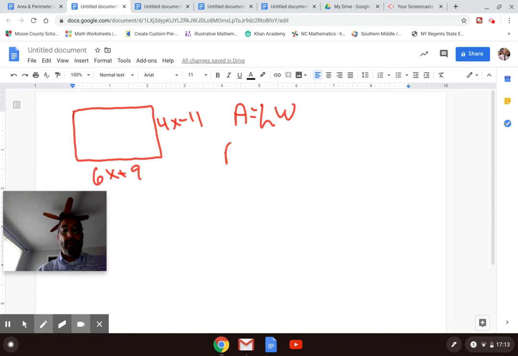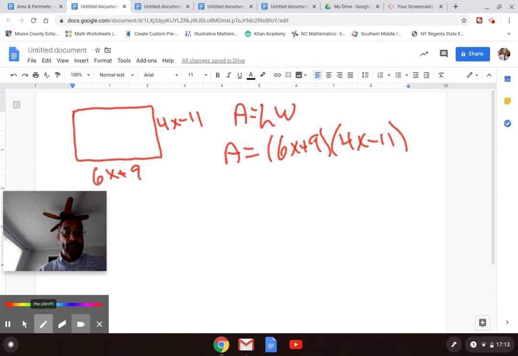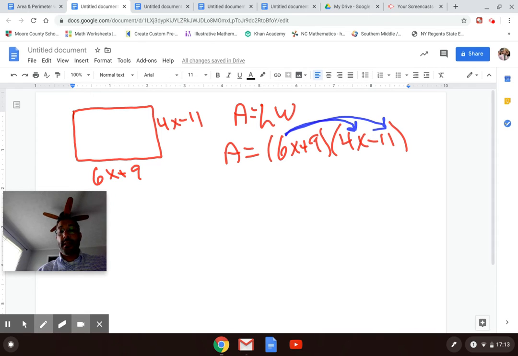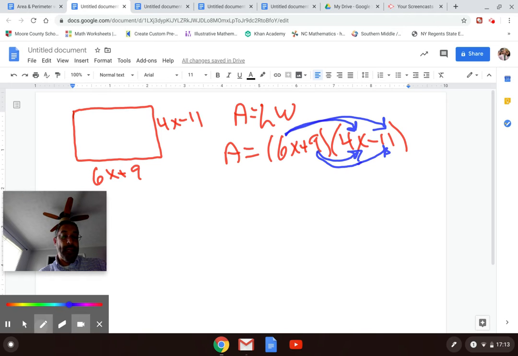So my length here is going to be the 6x plus 9. And then my width is going to be the 4x minus 11. And all this is multiplication of factors, which we did last week and a little bit the week before. So you would just multiply the 6x by the 4x, the 6x by the 11, the 9 times the 4x, and then the 9 times that negative 11 there.